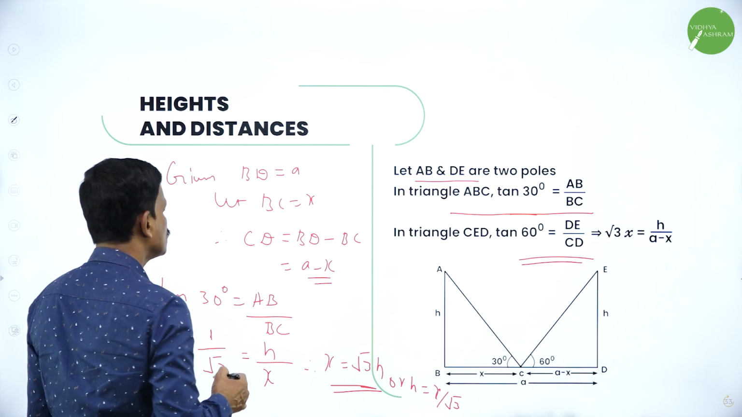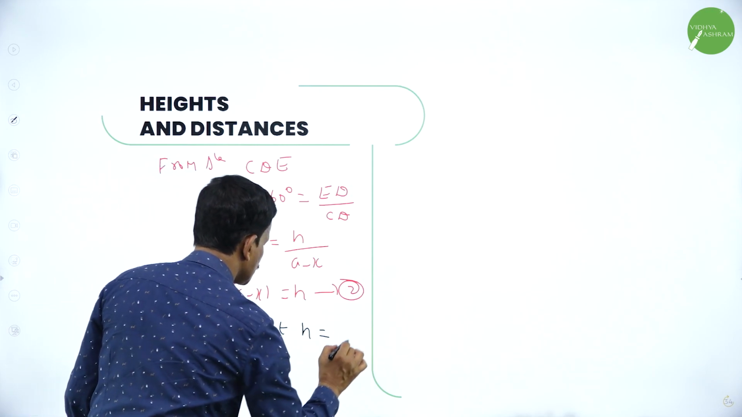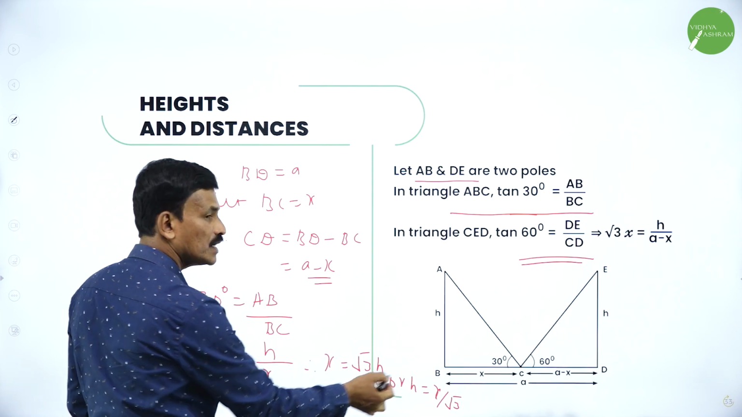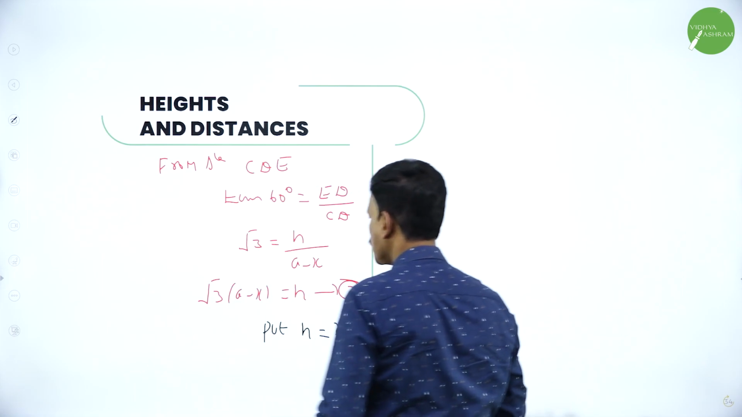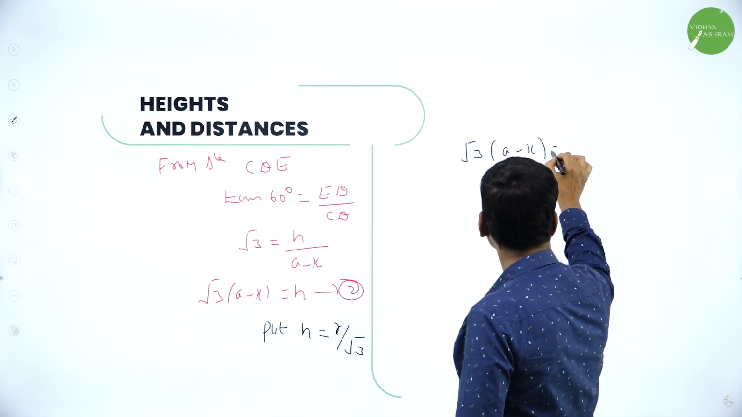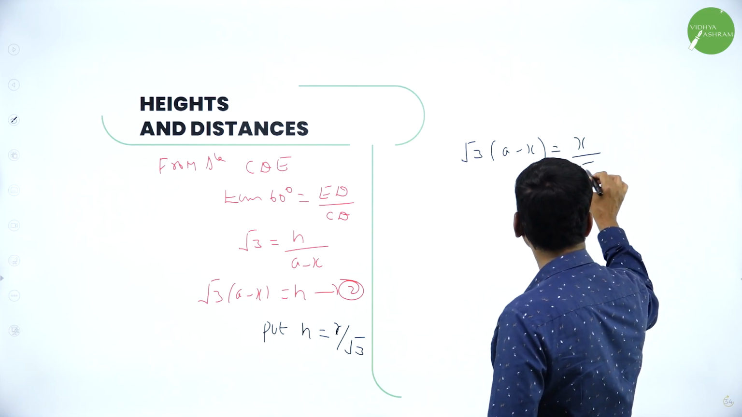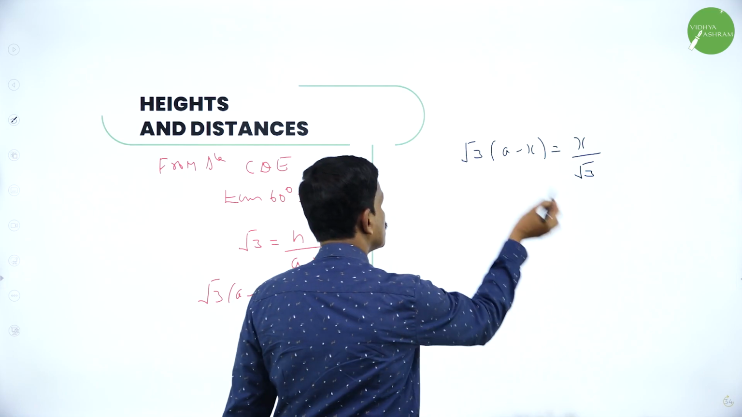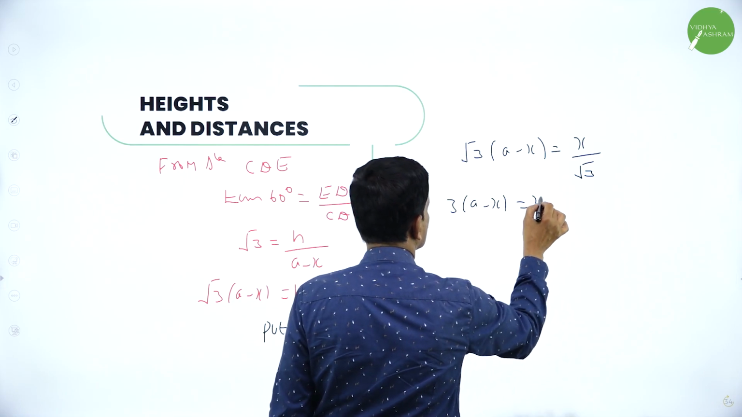Substitute here, that's it. So put H is equal to, what is H? X by root 3. You will get the answer. So this is root 3 into A minus X is equal to H, which is X by root 3. Cross multiply: root 3 into root 3 is 3, so 3 times A minus X is equal to X.